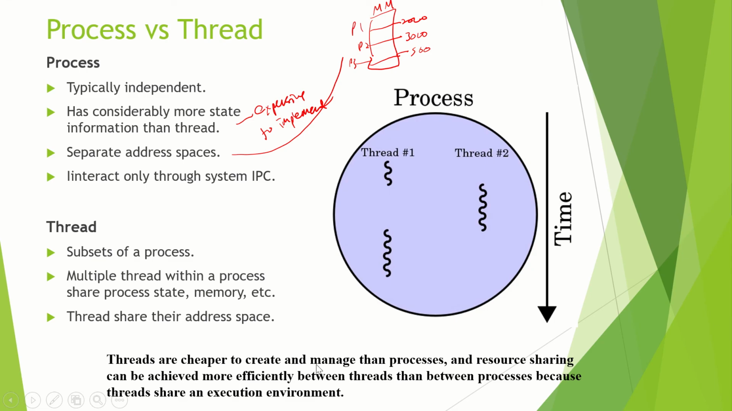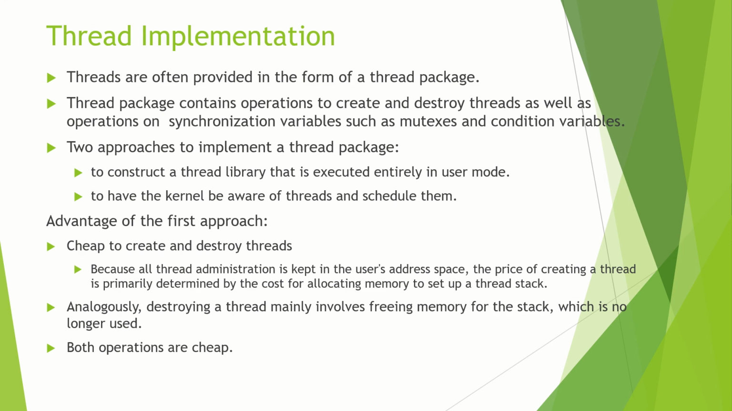Threads are cheaper to create and manage than processes, and resource sharing can be achieved more efficiently between threads than between processes because threads share an execution environment. When you have a smaller unit, it is cheaper to create and to manage, and you can share resources more efficiently between threads. So we go for thread implementation.